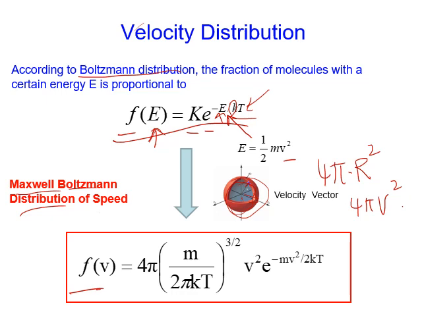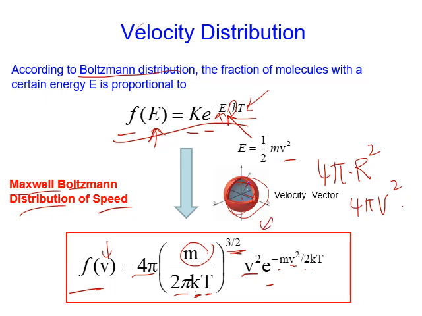This equation is about the speed. The distribution is 4 pi v squared times the quantity m divided by 2 pi k T, to the 3/2 power, times exponential of negative m v squared divided by 2 kT, where m is the mass and v is the velocity or speed. This is an important equation because all the calculations later are based on it.